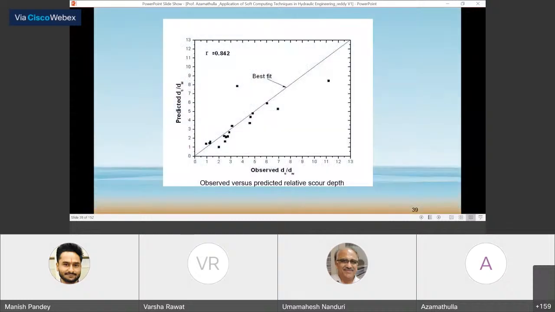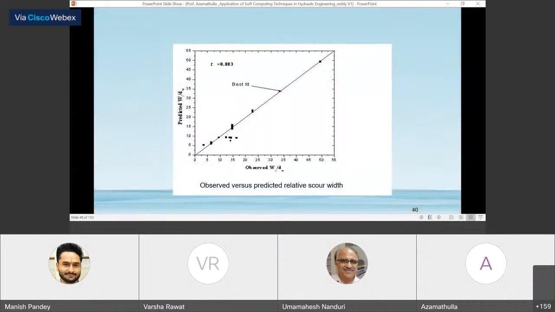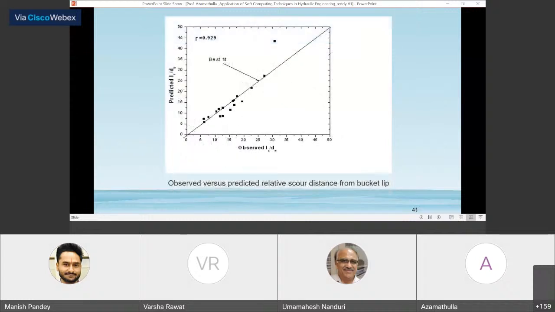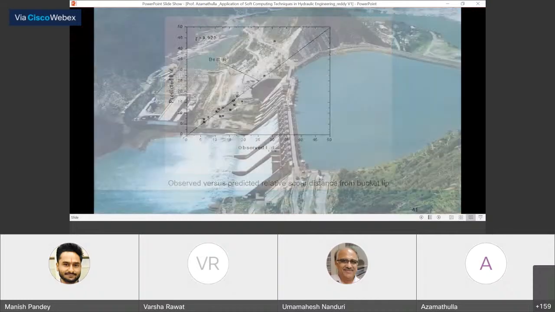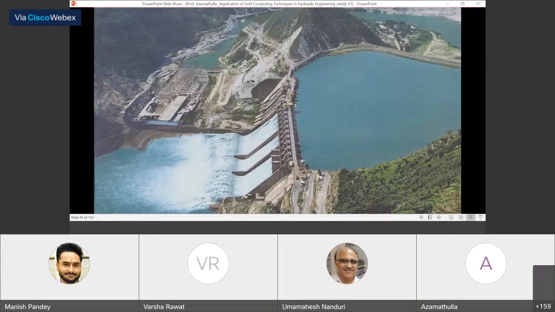Still some scatter is observed, with some over-predictions and under-predictions, so the model cannot be generalized. That is why I used neural network models. For scour depth, you can see for low discharges the model almost fails. I have clearly mentioned this is due to lateral energy dissipation, which is very difficult to model. You can see the jet direction. Okay, next slide please.